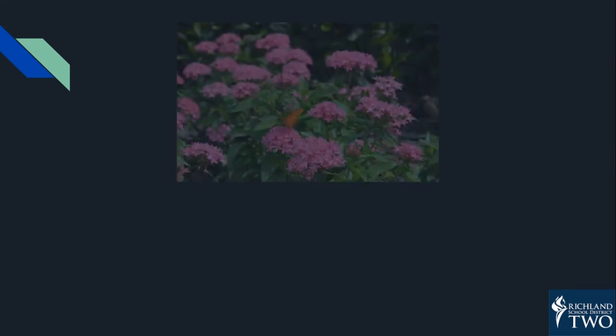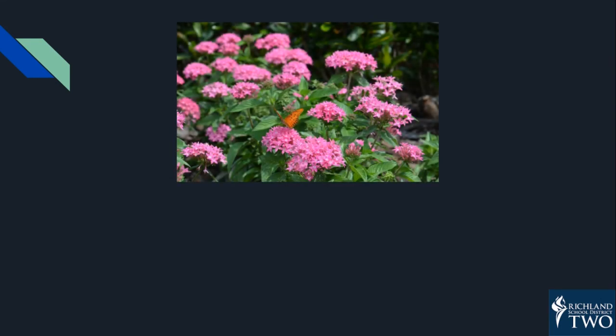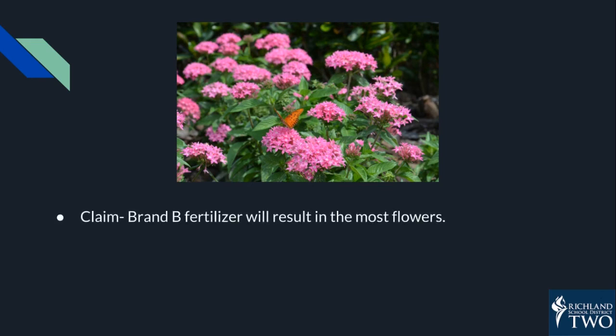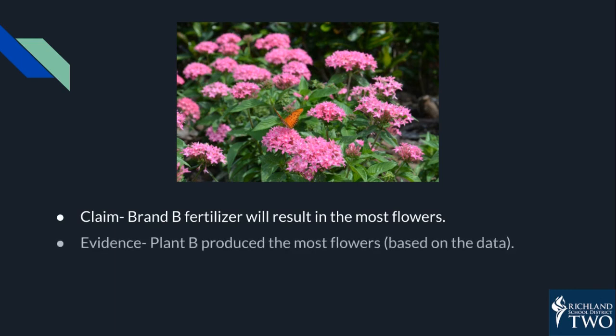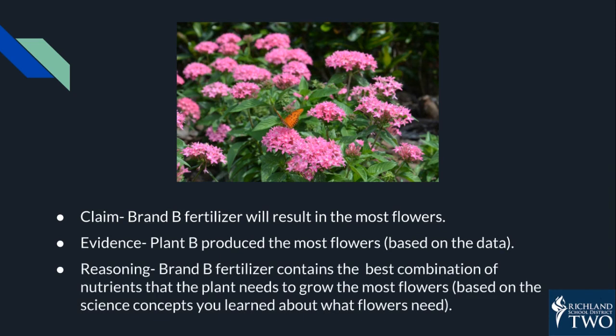In order to use your data to construct an explanation for how or why something happens, you also need to connect your evidence to the science concepts that explain why you got the results you got. Why did you grow the most flowers with brand B? That's what your data said. Because it has the best combination of nutrients to help the flowers grow. That is the reasoning with scientific concepts.